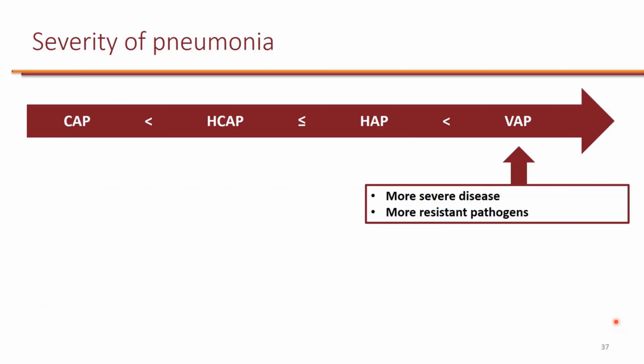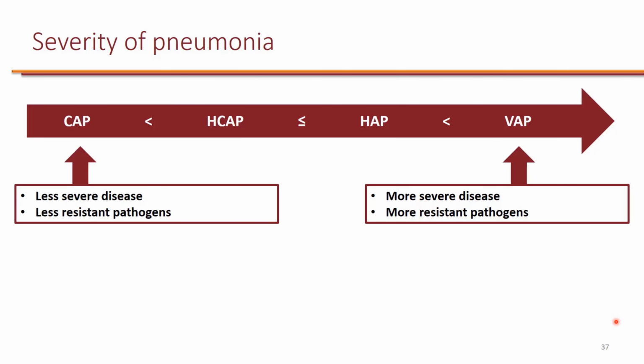multidrug-resistant pathogens. Now at this point you should know that VAP is a more severe type of pneumonia and is associated with more resistant pathogens, and CAP or community acquired pneumonia is a less severe pneumonia and less resistant pathogens cause it. Now let's take a look at the common causes of community acquired pneumonia.